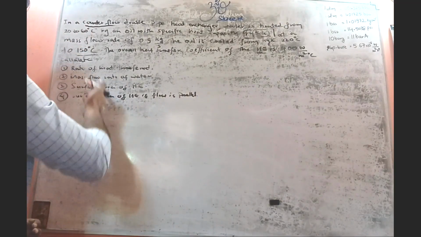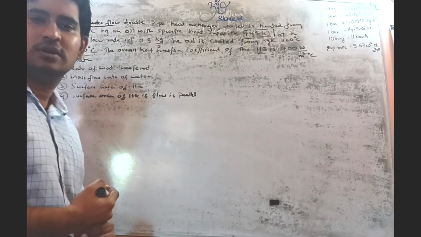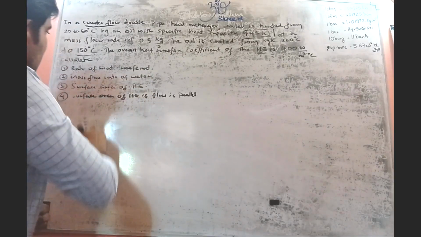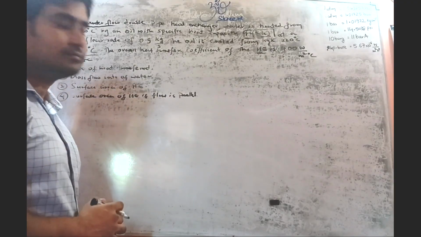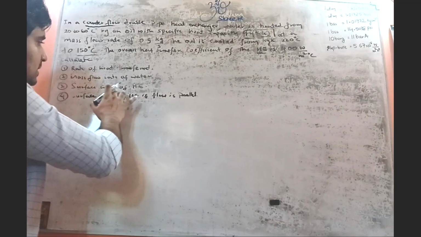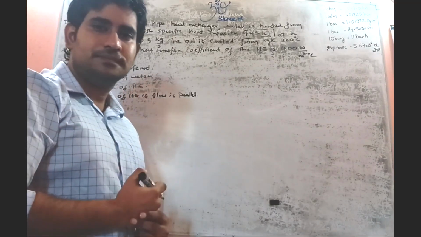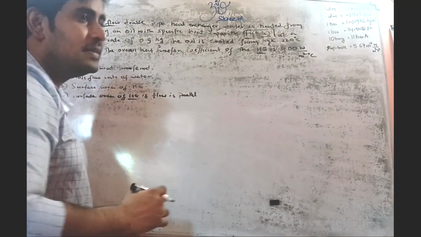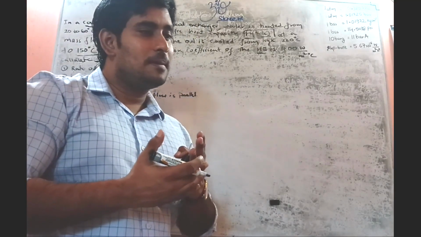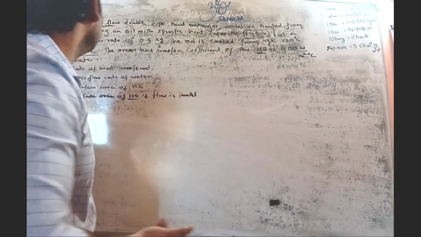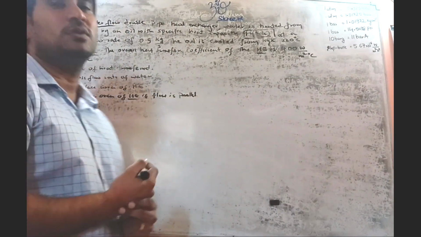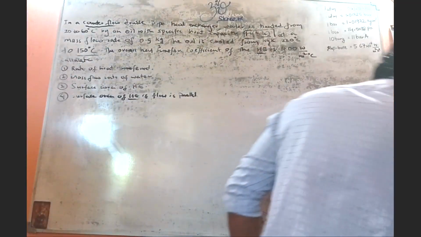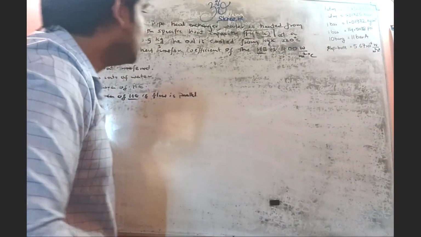So we have to calculate these things: the rate of heat transfer, mass flow rate of water, and surface area of the heat exchanger. Then the surface area of the heat exchanger if the flow is parallel, because in the original problem the flow is actually counter flow. So now let's make a sketch.